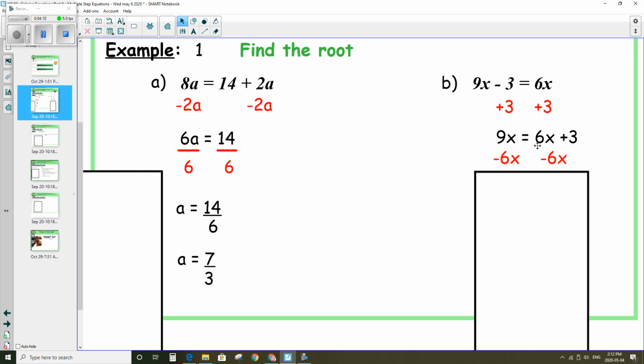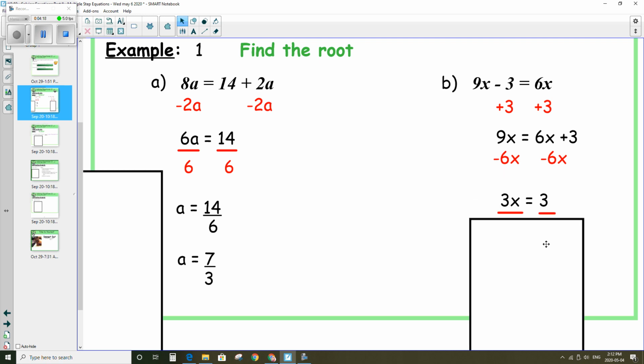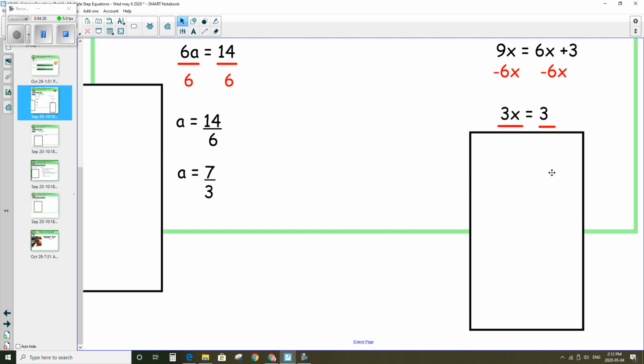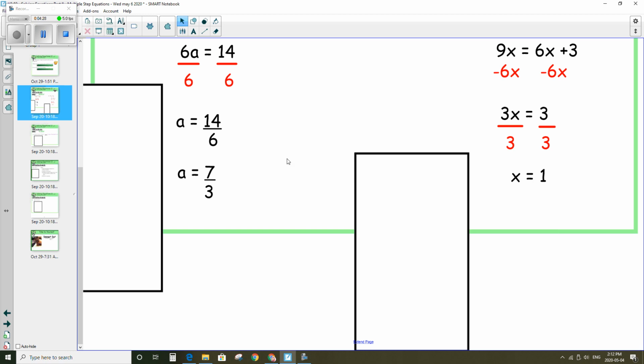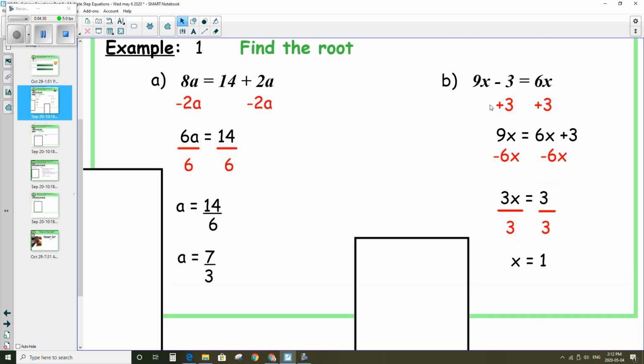Okay, so now on the right-hand side, they're eliminated, and we're left with the 3 on the right, and on the left, it's 9x minus 6x, which is 3x. So we have 3x is equal to 3, and now I'm going to divide both sides by 3 to eliminate the 3, which is multiplied by the x. Okay, which gives me x equals 1. And you can check that as well.